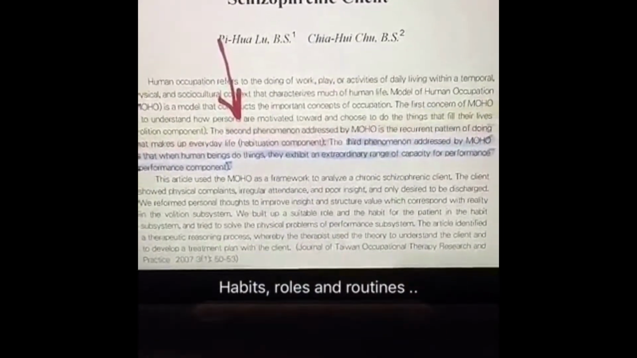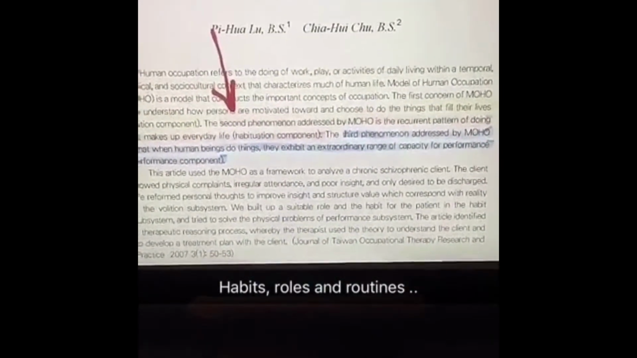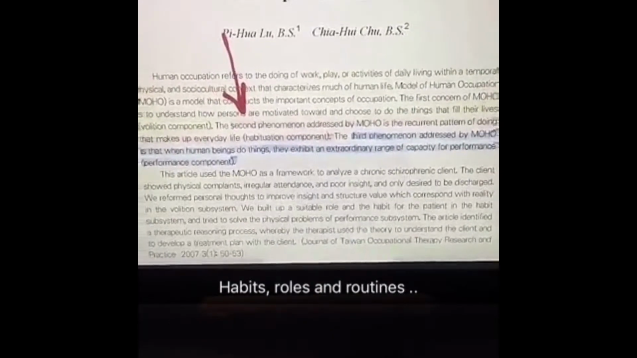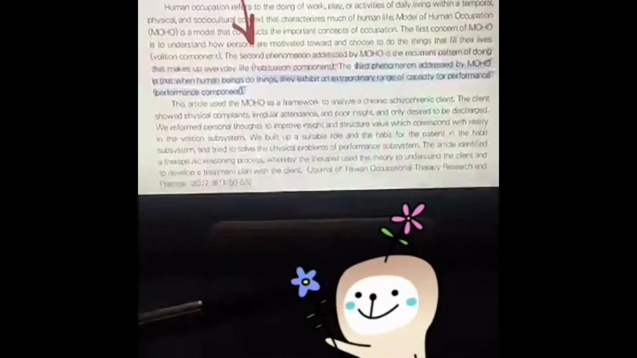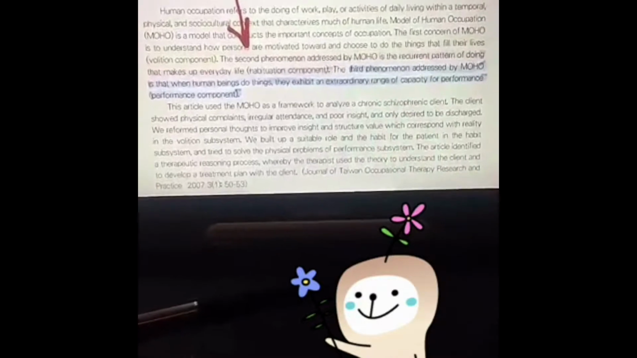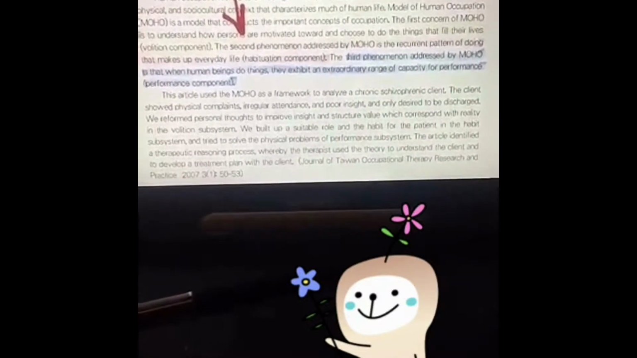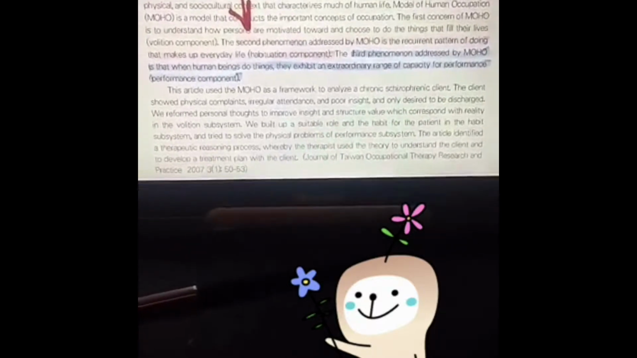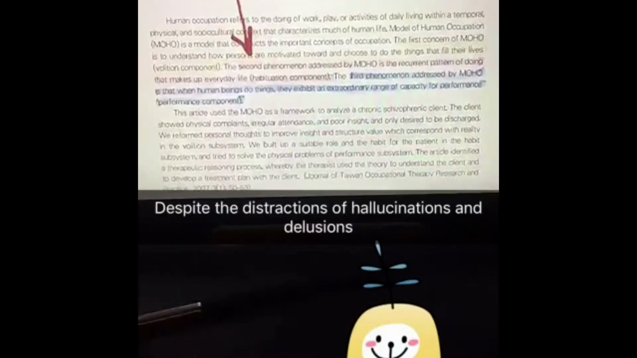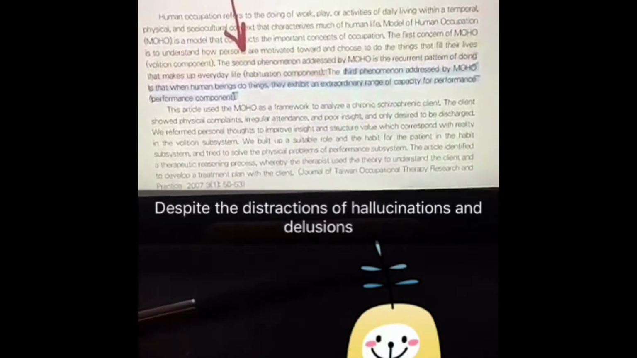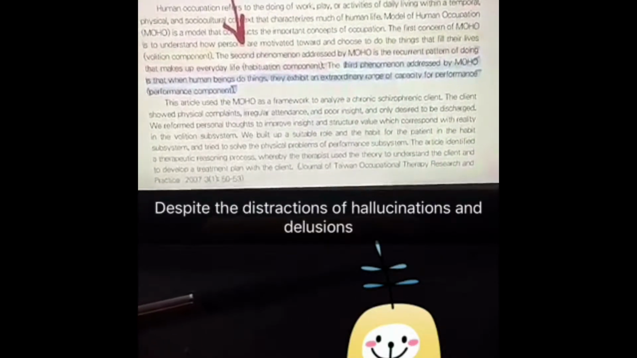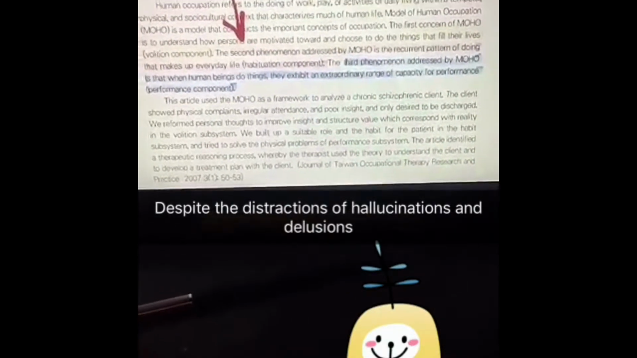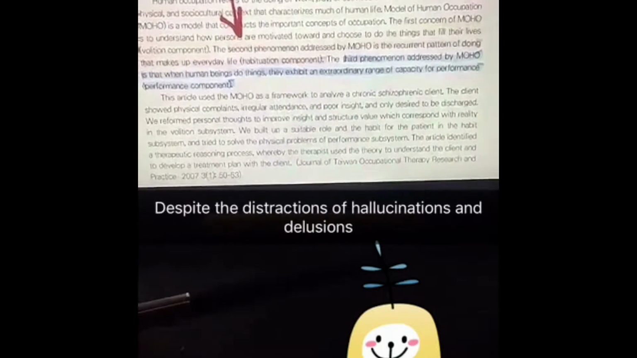The second phenomenon addressed by MOHO is the recurrent pattern of doing habits that make up everyday life. This is important because in the positive symptoms of schizophrenia with hallucinations and delusions, the roles, routines, and habits are affected. So one part of the intervention plan is to give them an activity chart with timing so they can follow it to form a routine.